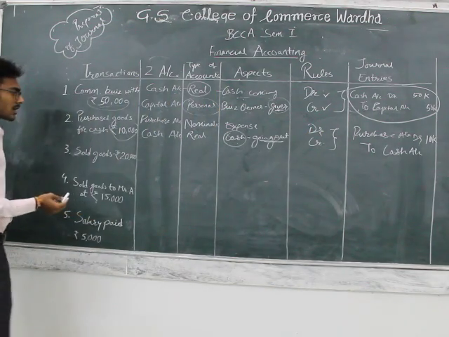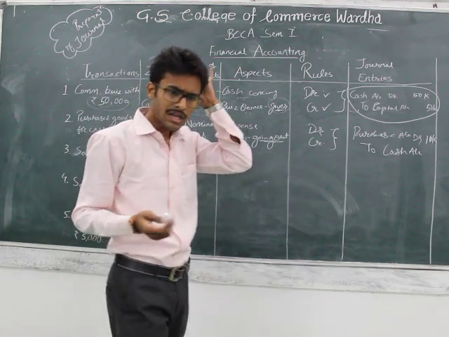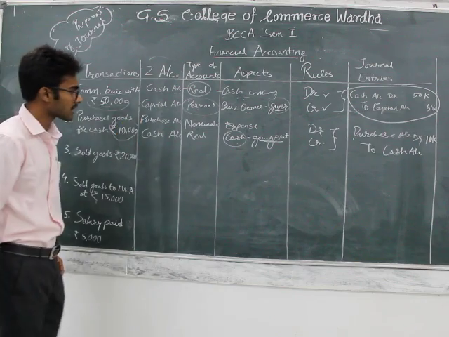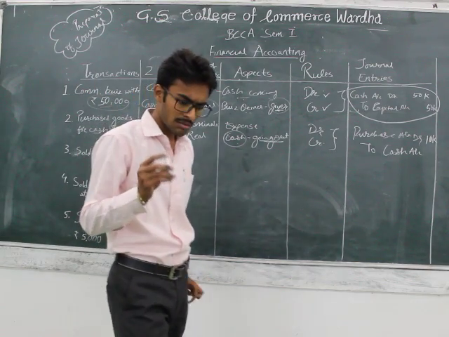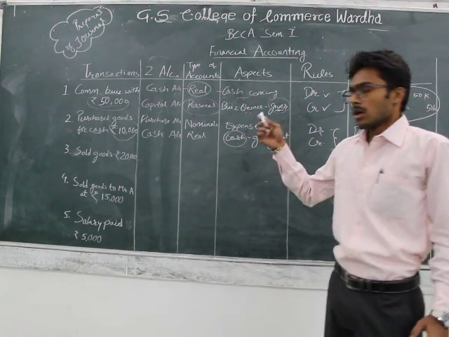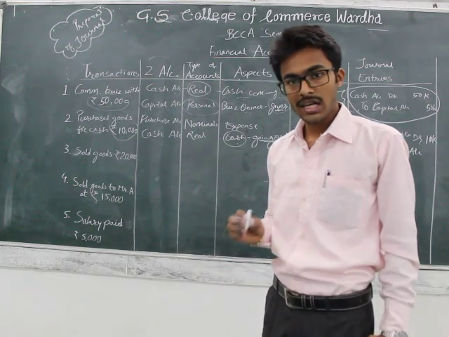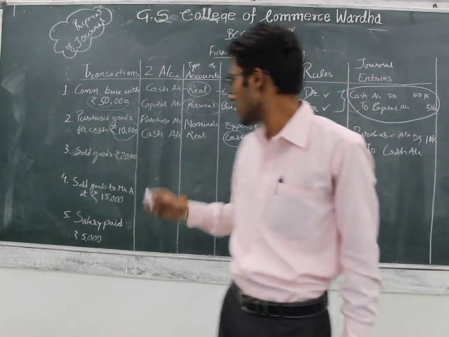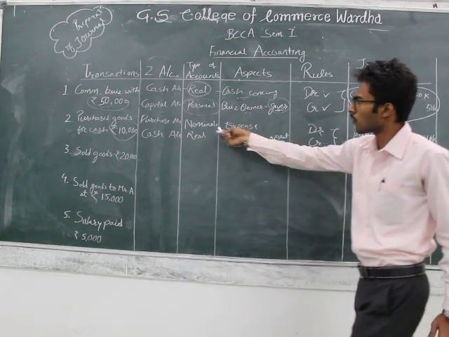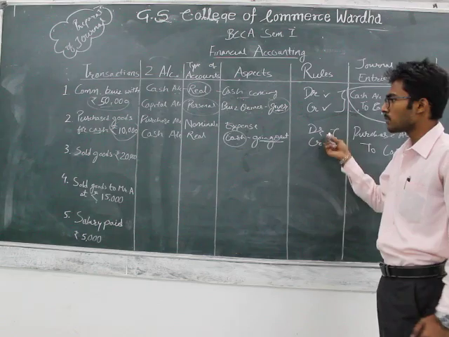The other transaction is purchase of goods of rupees 10,000 in cash. There are again two accounts, purchase account and cash account. Purchase comes under nominal account because it is a kind of expense, and the golden rule for nominal account is debit all expenses and losses, credit all income and gains. That's why the purchase account has been debited, because purchase is an expense. Hence we have debited the purchase account.